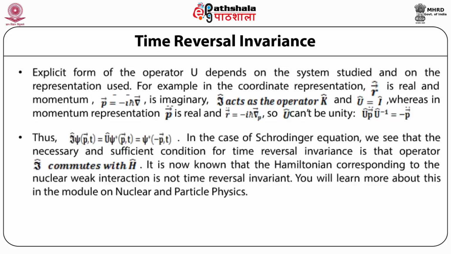Thus, the time reversal operator acting on the wave function psi as a function of momentum vector p and time t can be written as operator U acting on the complex conjugate of the wave function psi as a function of momentum operator p and time t. And this is equal to the complex conjugate of the wave function psi as a function of minus of momentum operator p and time t. In the case of Schrodinger equation, we see that the necessary and sufficient condition for time reversal invariance is that the time reversal operator commutes with the Hamiltonian.